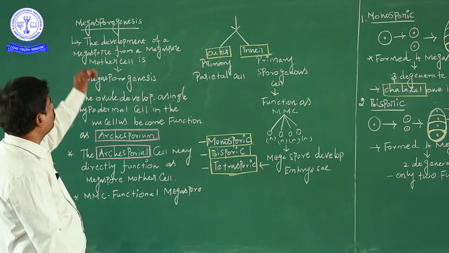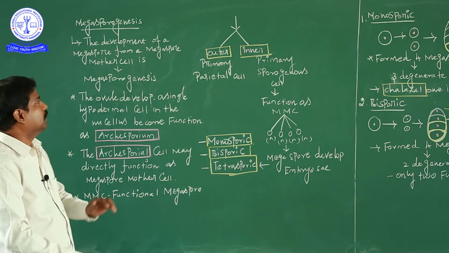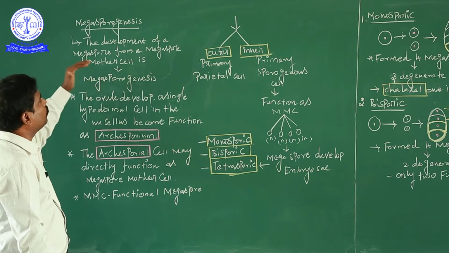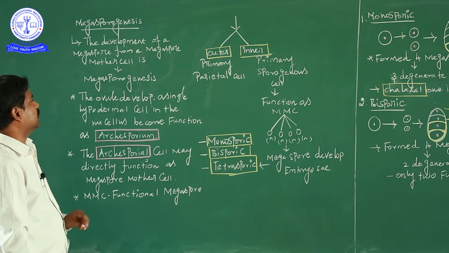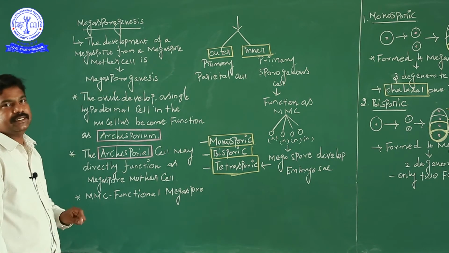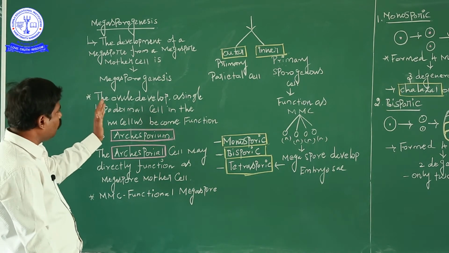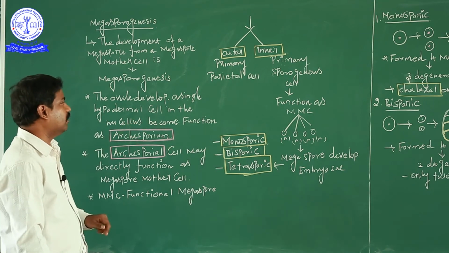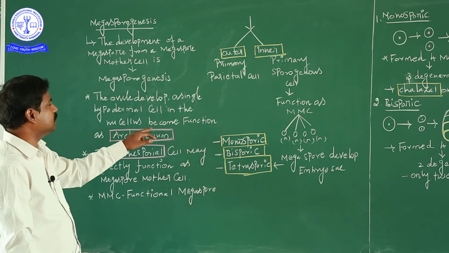The next topic is megasporogenesis. Mega means large. It is the development of the megaspore from the megaspore mother cell, or MMC. That is called megasporogenesis. In the ovule, a single hypodermal cell in the nucellus becomes functional.